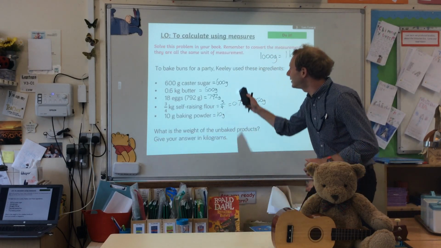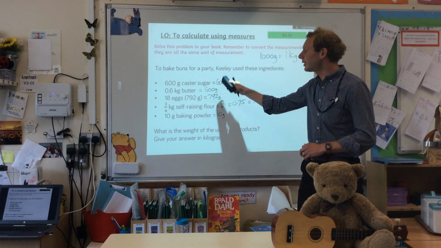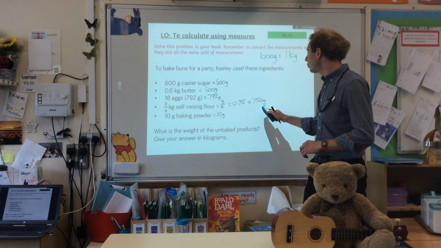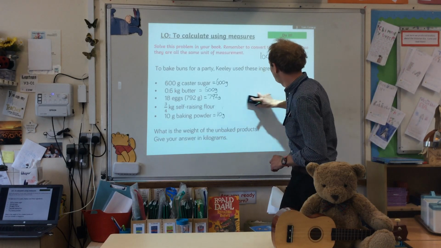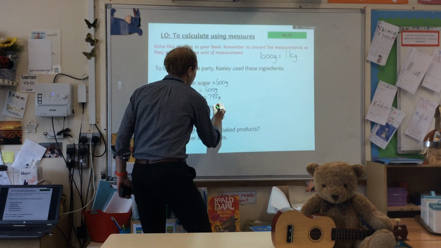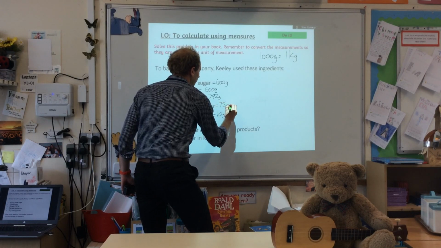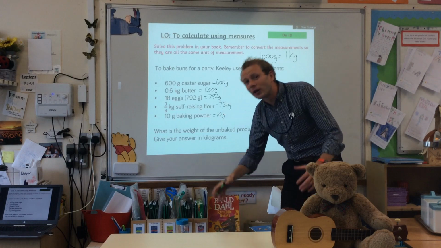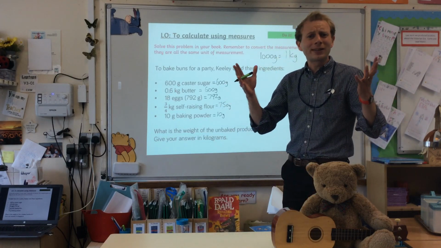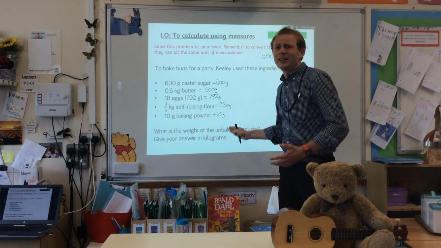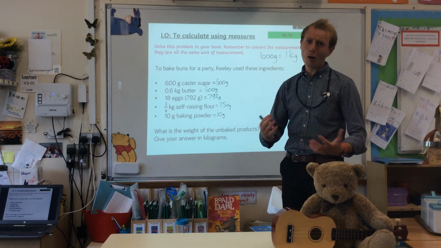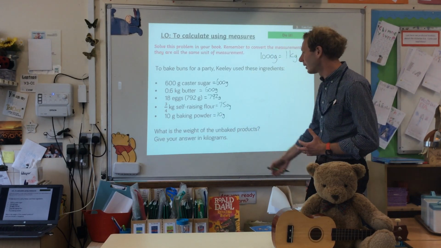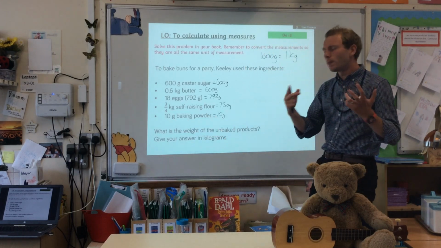So I have here 600 grams of caster sugar, 600 grams of butter, 792 grams of eggs, 750 grams of self-raising flour, and then 10 grams of baking powder. When I do any of my maths, I like to keep things as simple as possible. Making everything the same unit of measurement is going to make life so much easier. Now I have these, I need to add my recipe together. What is the total weight of the unbaked products?